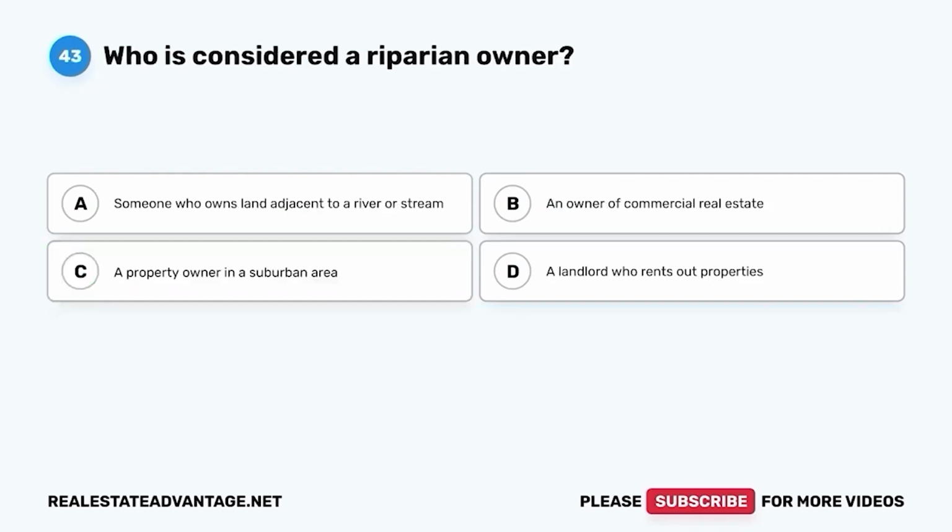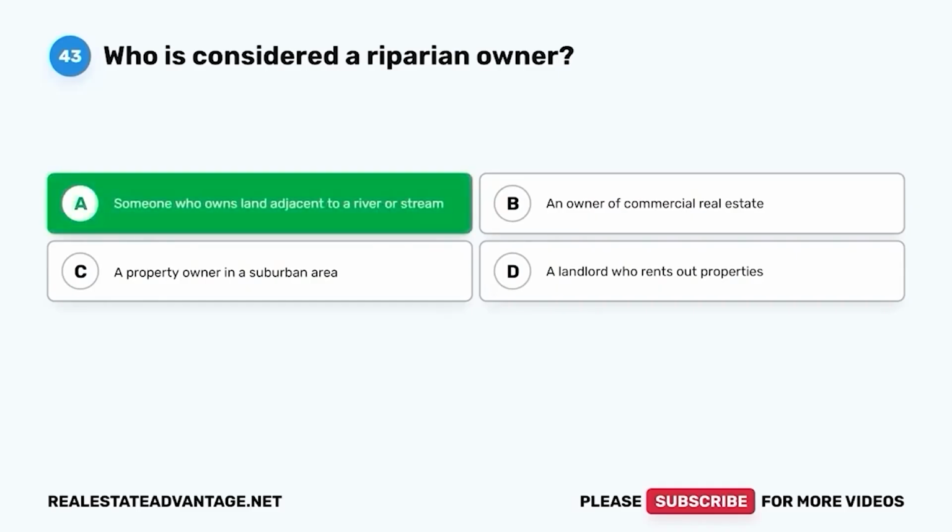Question 43. Who is considered a riparian owner? A. Someone who owns land adjacent to a river or stream. B. An owner of commercial real estate. C. A property owner in a suburban area. D. A landlord who rents out properties. The correct answer is A. Someone who owns land adjacent to a river or stream.